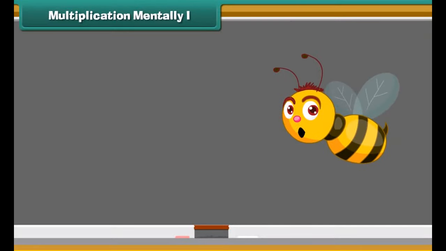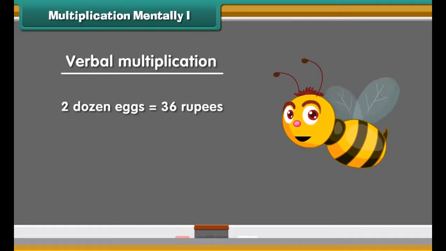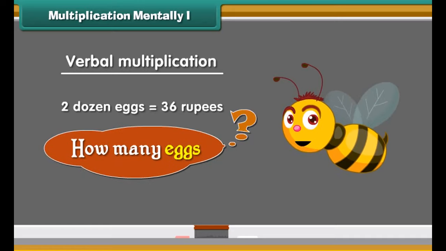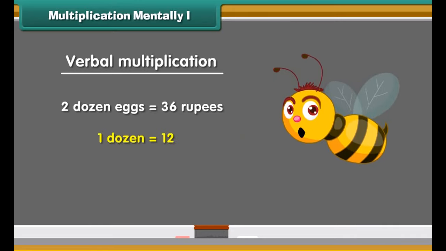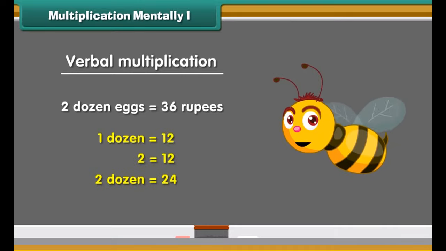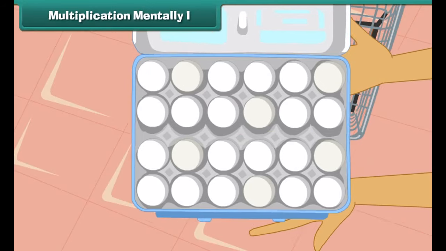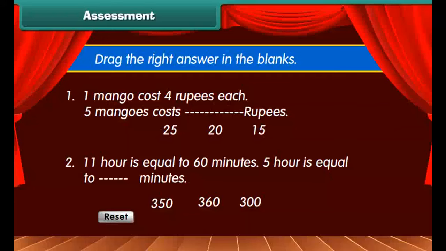Let us look at some examples of verbal multiplication. Jennifer buys 2 dozens of eggs for 36 rupees. How many eggs did she buy? We know 1 dozen equals 12. Therefore, 2 dozen will be equal to 24. Thus, Jennifer bought 24 eggs for 36 rupees. Drag the right answer in the blanks.